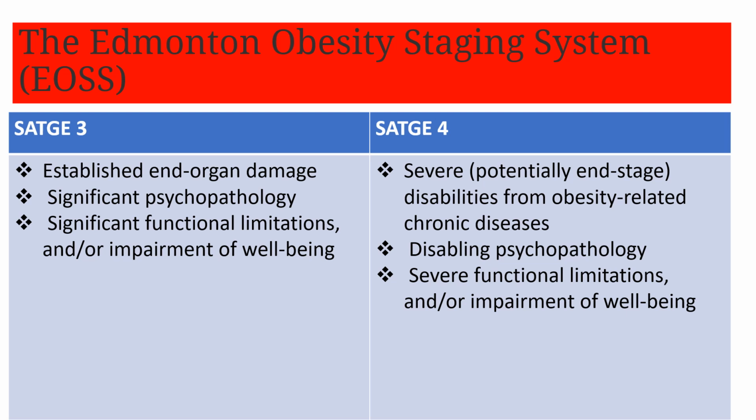Stage 4, severe, potentially end-stage disabilities from obesity-related chronic disease, disabling psychopathology, severe functional limitations, and or impairment of well-being. The Edmonton Obesity Staging System considers metabolic, physical, and psychological parameters in order to determine the optimal obesity treatment.